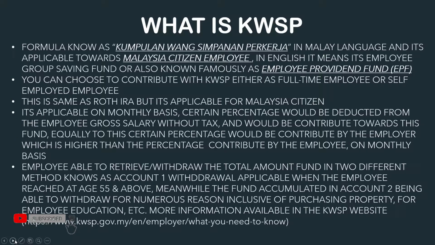In the next slides, we'll be looking into what KWSP is. KWSP, in the Malay language, is known as Kumpulan Wang Simpanan Pekerja, which is a fund made for employees of Malaysian citizens. It's not sure if it's applicable for permanent residents, but basically it's for employees who work here. And you can choose to contribute to KWSP either as a full-time employee or as a self-employed employee.